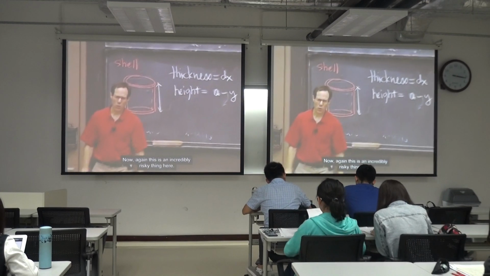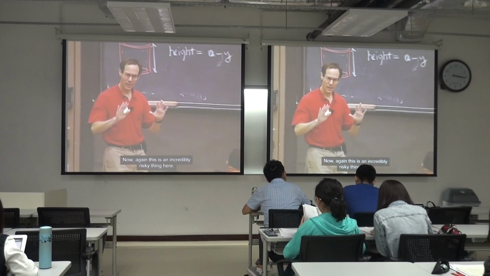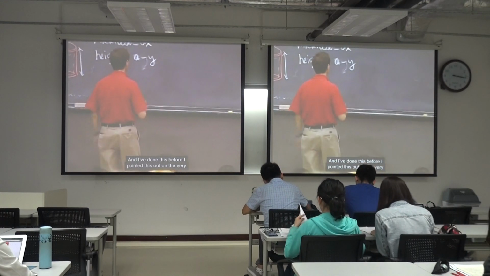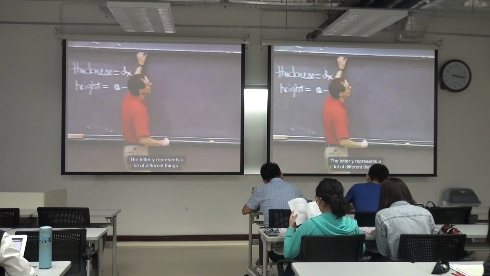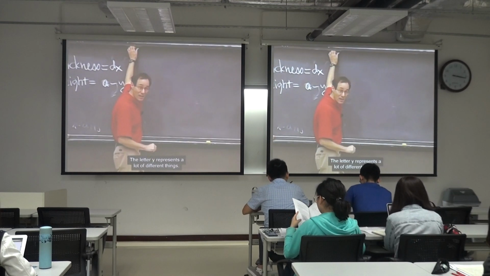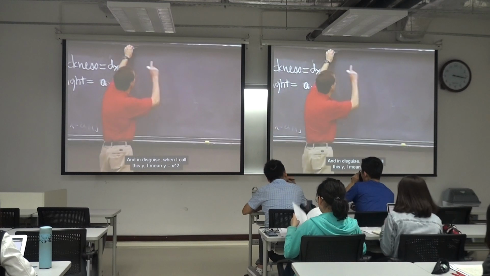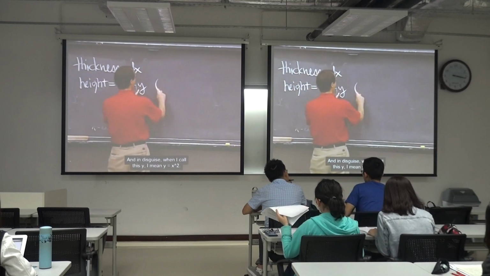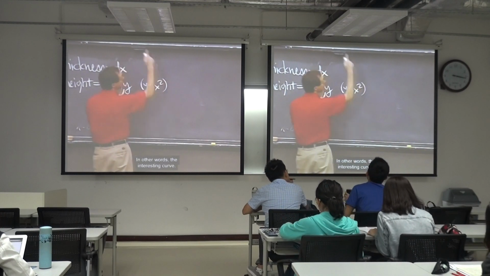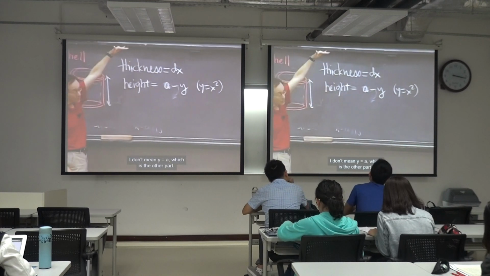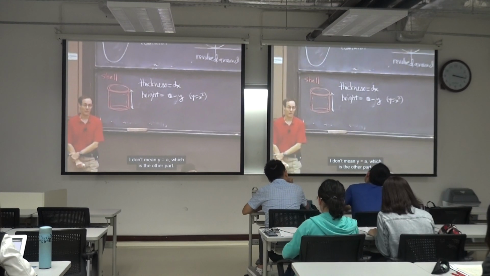Now again, this is an incredibly risky thing here, and I've done this before. I pointed this out on the very first day of lecture. The letter Y represents a lot of different things. In disguise, when I call this Y, I mean Y is equal to x squared. In other words, the interesting curve. I don't mean Y equals A, which is the other one.